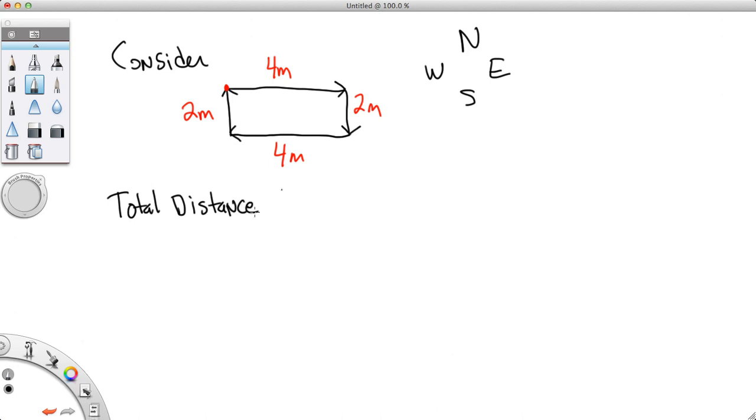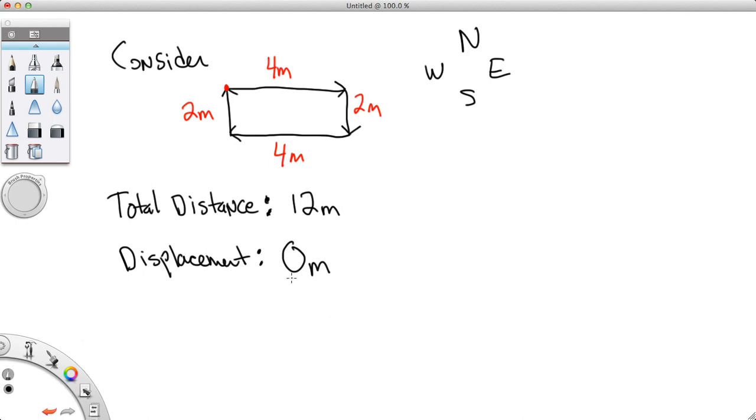Well, I'm sure you can all look at this and go, well, that's easy. They started here, they ended there. 4 plus 2 plus 4 plus 2, that's 12 meters. And that's correct. The total distance traveled is 12 meters. But what is the displacement? The displacement, remember, is how out of place the object is. How much has it changed? Well, in this scenario, it's changed 0 meters. 0 meters, no direction as well.